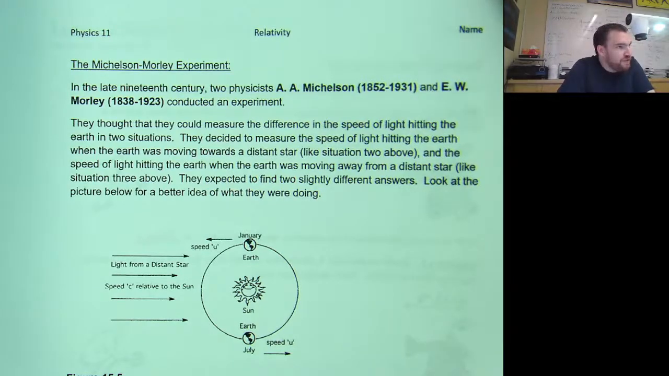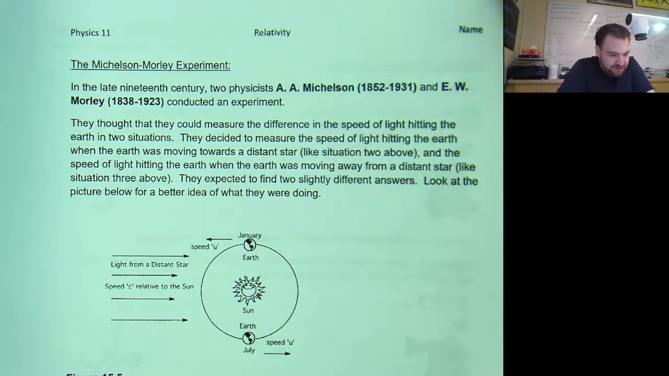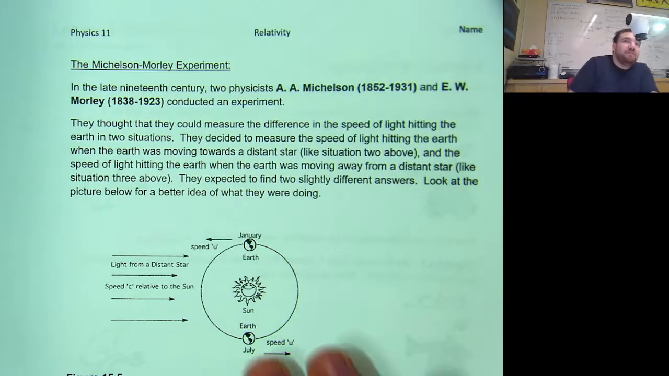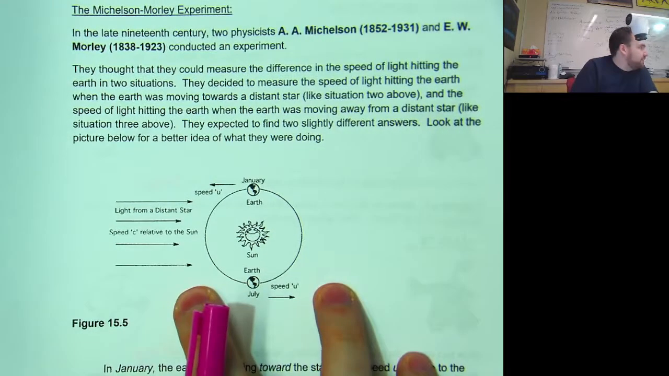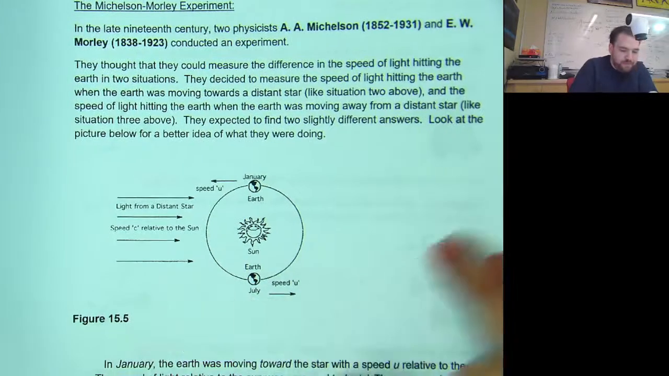What they expected was similar to what you would expect from this cannon problem. The cannon is running towards you. When it shoots at you, that ball is going to be moving faster. When the cannon is running away from you and it shoots back at you, the ball is moving slower. That's what they expected to see with light. They expected two slightly different answers, which would make sense, right? Like we understand now, looking at relative velocities, this would make sense. Okay?